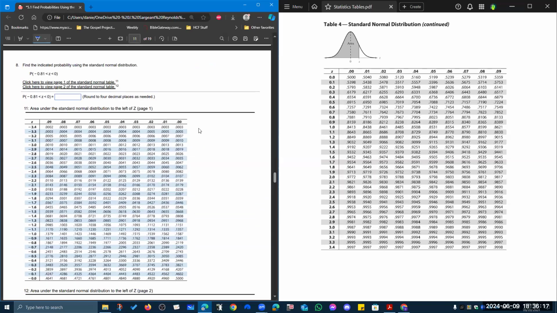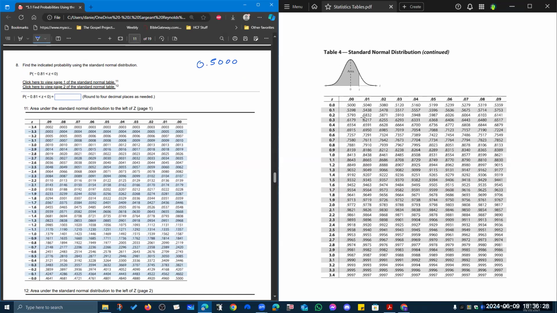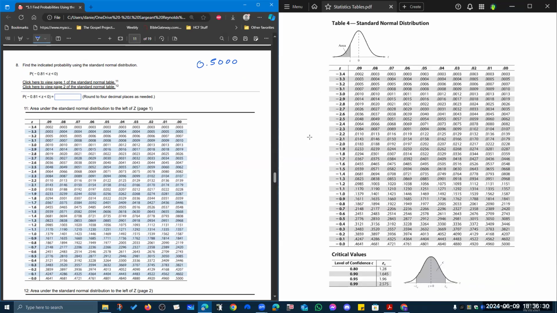Now we're between 0 and negative 1.80. So to the right, we know is 50%. On the left-hand side, let's look up our negative table here, negative 0.8 and then 1 is 0.2090. We're going to subtract, and we get 0.2910.